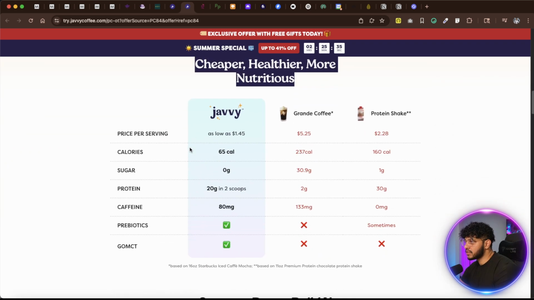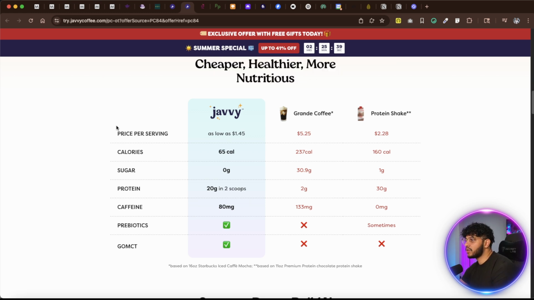Then we have the comparison section, why we are the best. Either you can do the pricing, you can do something that is more similar to, hey, this is what we offer and this is what the other brands are doing. So that's basically what's happening here.